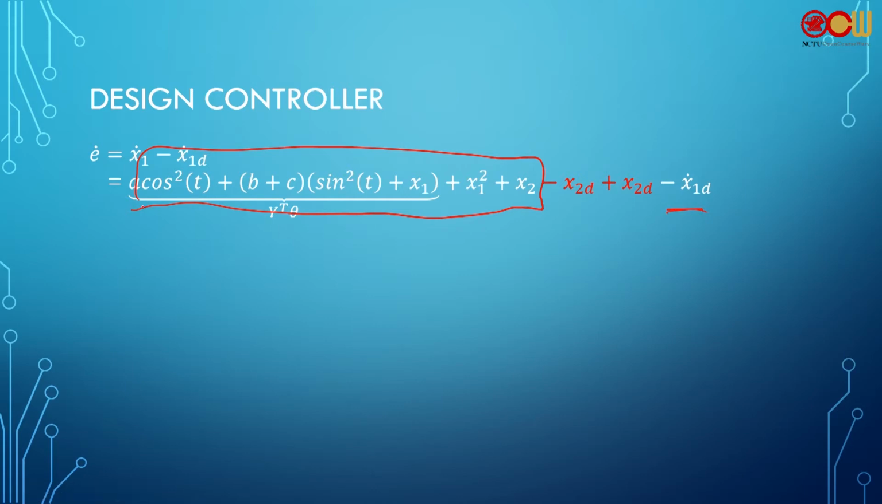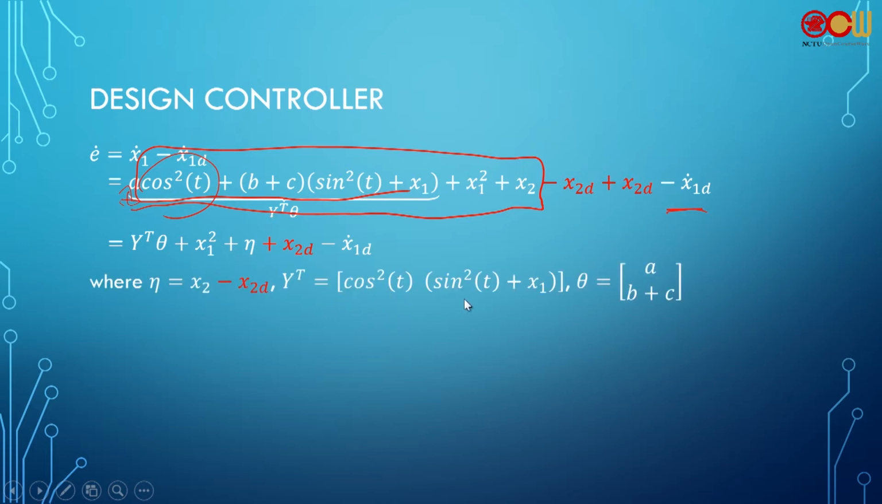So we consider this part as y transpose theta because it's a composition of unknown constants. And those coefficients, for example, cosine squared can be considered as a coefficient of A. So it's linearly parameterized. You can segregate the unknown constants and the known functions. So you can replace this part by y transpose theta. The y is called the regression matrix. Theta is the unknown constants.